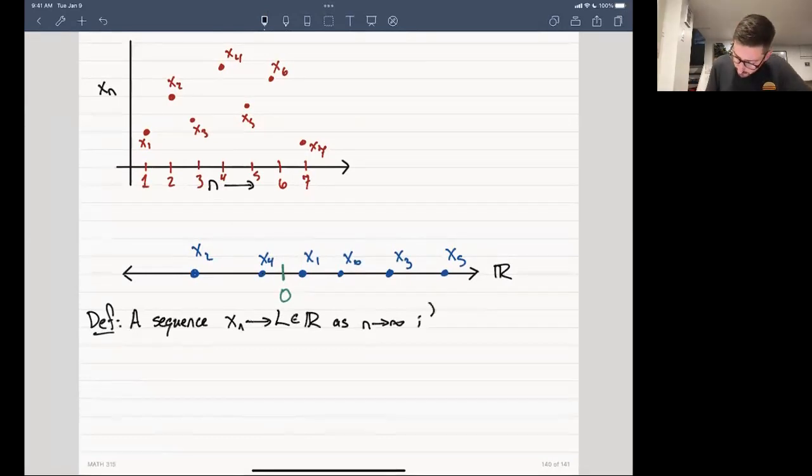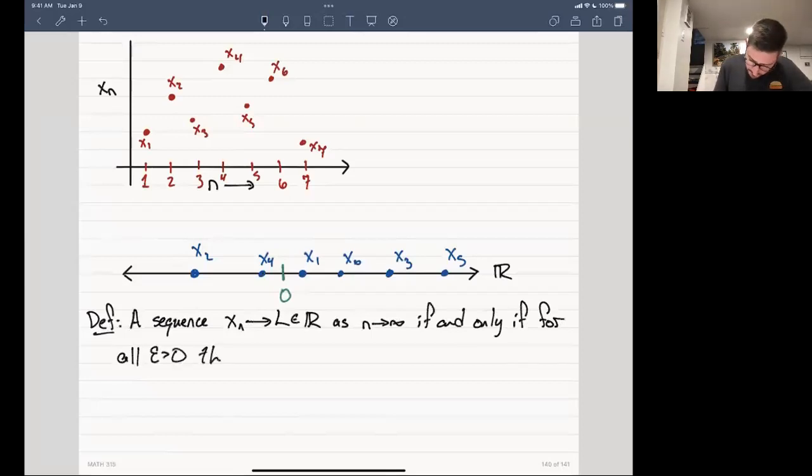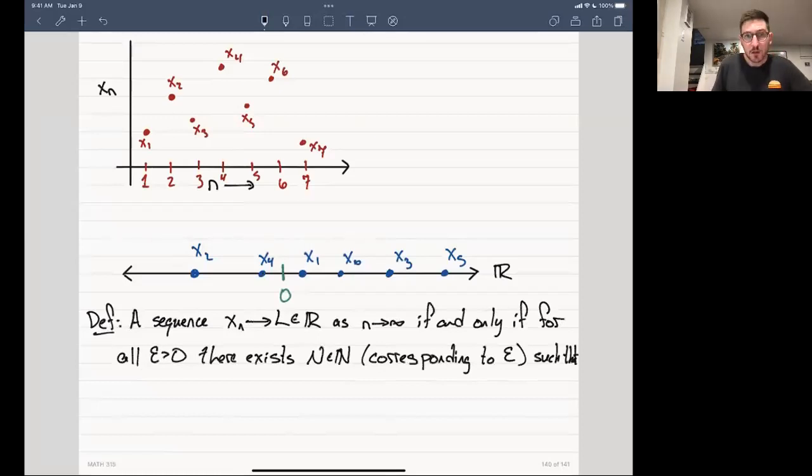So if and only if, well, for all epsilon greater than 0, there exists some capital N in the natural numbers such that, so this will correspond to epsilon, such that if n is chosen larger than capital N, this guarantees, or this implies, that the difference between the elements of your sequence and the limit in absolute value, so remember the absolute value measures a distance on the real line, is smaller than epsilon.